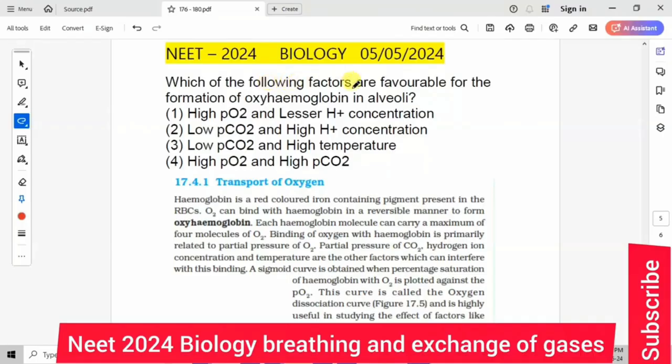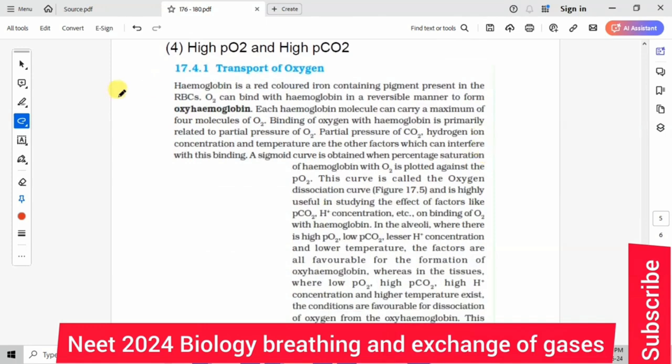Which of the following factors are favorable for the formation of oxyhemoglobin in alveoli? Option 1 is the answer, higher PO2, partial pressure of O2, and lesser H plus concentration. You can see the NCERT topic and information here about transport of oxygen from the lesson known as breathing and exchange of gases. Thank you.